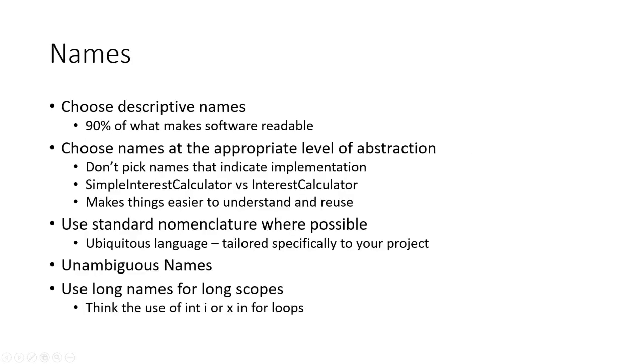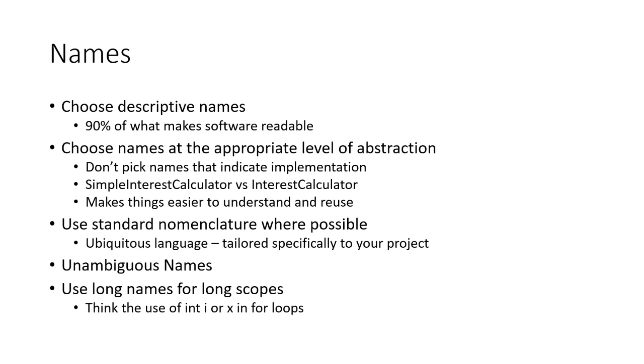Next up, names. We've talked a lot about this. Choose descriptive names because it's what makes software readable and legible and makes you better understand what your code is doing. Choose names at the appropriate level of abstraction. So don't pick names that indicate implementation. Pick names that indicate abstraction.